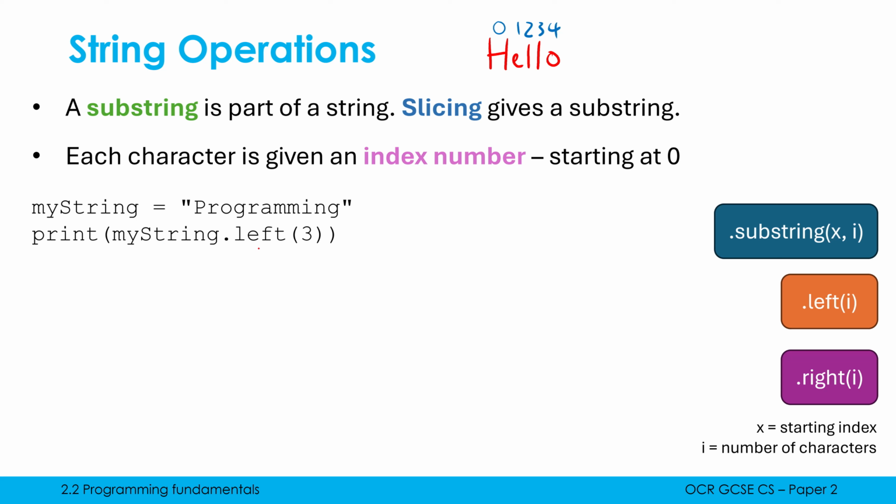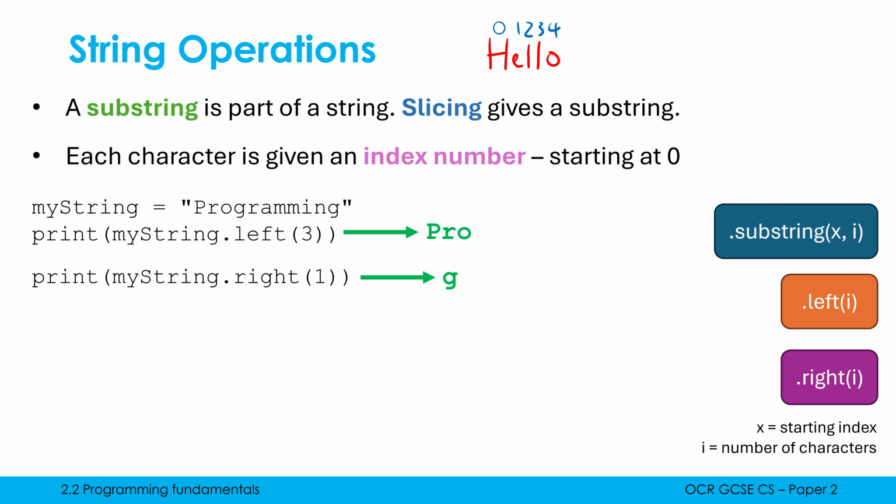So what does left(3) give us? Well, left(3) would just give us pro. Left(3) gives us the three far left characters. Right works in a very similar way, except that right gives us I number of characters on the right-hand side. So myString.right(1) gives us the farthest right character, which is G in this particular case. So we use .left and .right to give us substrings on the left-hand side or right-hand side.